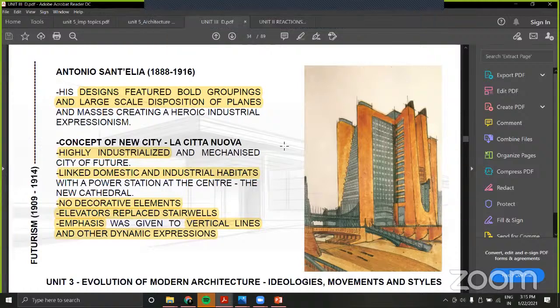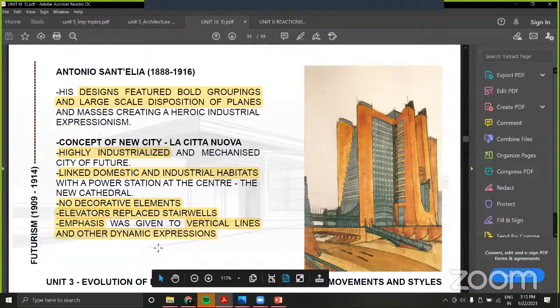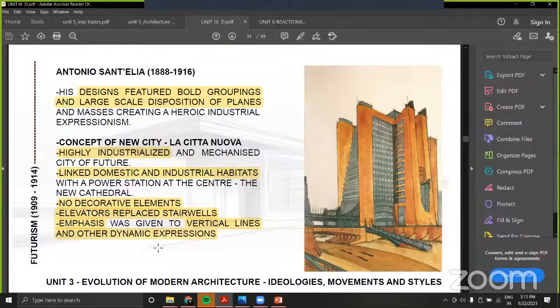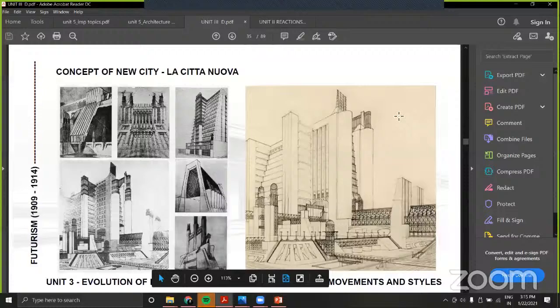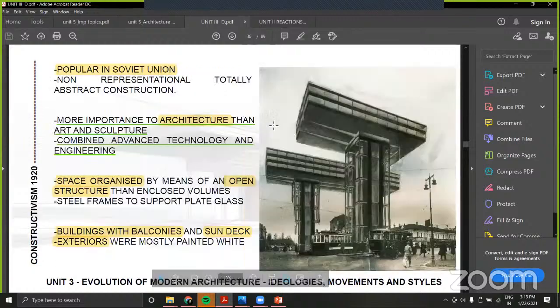This is a concept of a new city, highly industrialized and mechanized, a city of the future, linked to domestic and industrial habitats, with the power station at the center and the new cathedral. There were no decorative elements, elevators replaced with stairwells, and emphasis was given to vertical lines and other dynamic expressions. All these decorative elements were neglected, and lifts came in those periods. These are the conceptual sketches of the building. Since it was not constructed, they used these conceptual sketches.